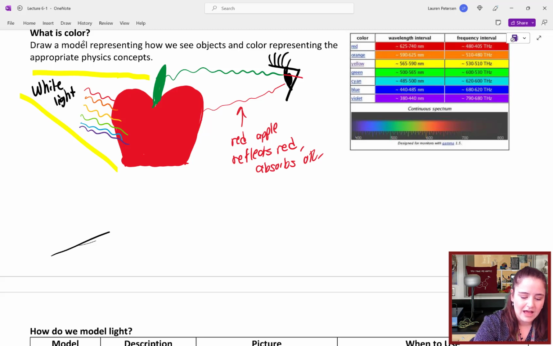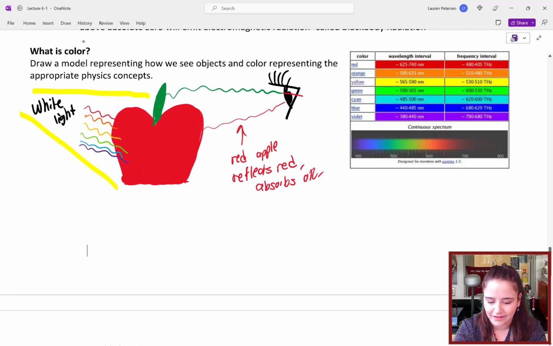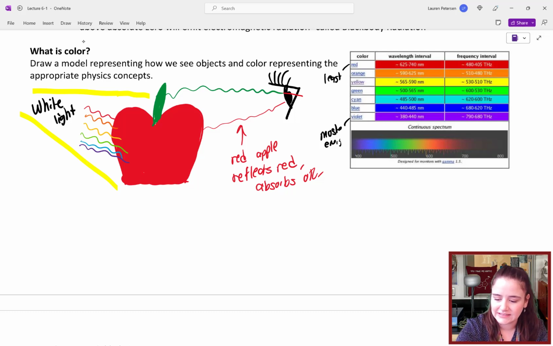Okay. And then when it comes to color, purple has the most energy and red has the least. And the colors are in that order of ROY G. BIV. Red, orange, yellow, green, blue, indigo, violet.